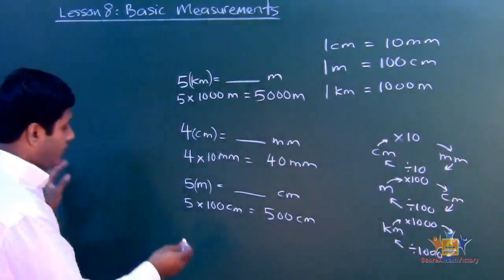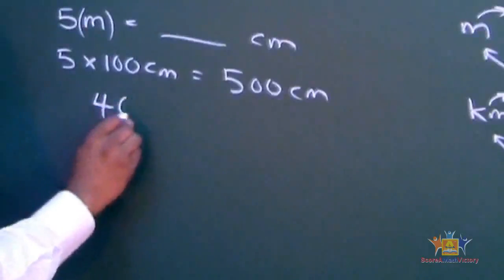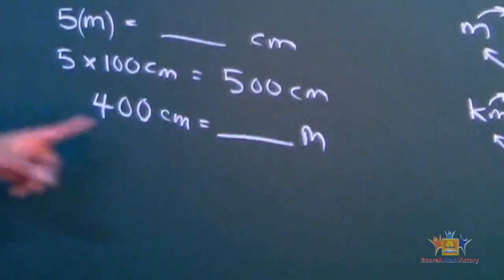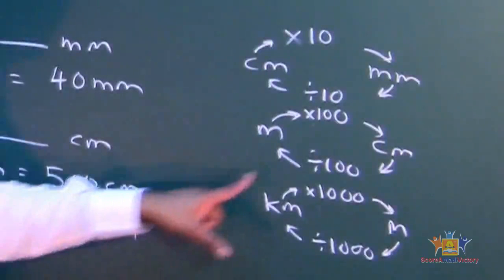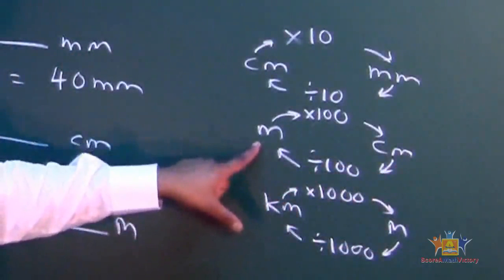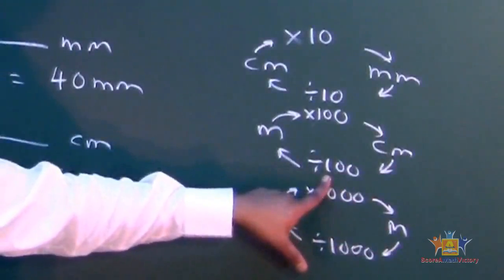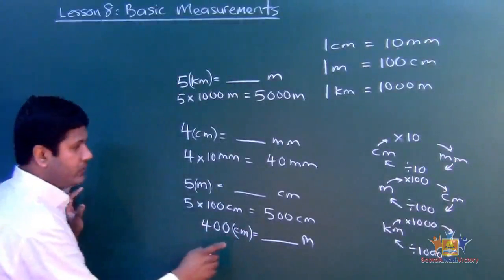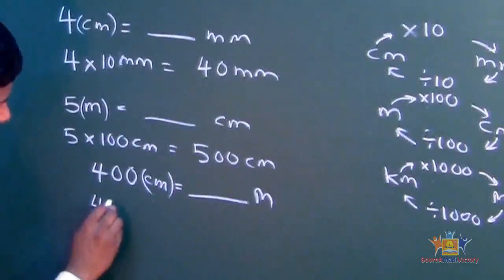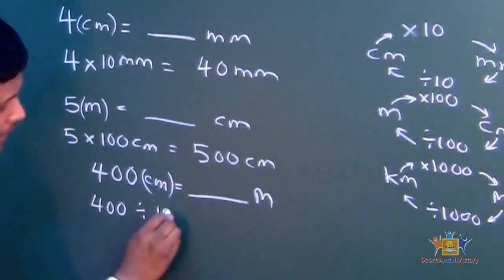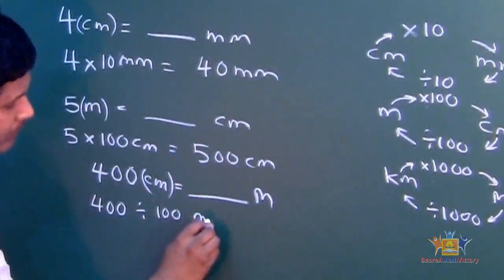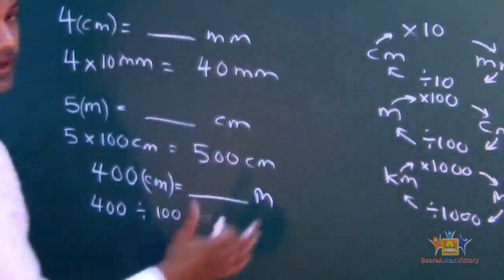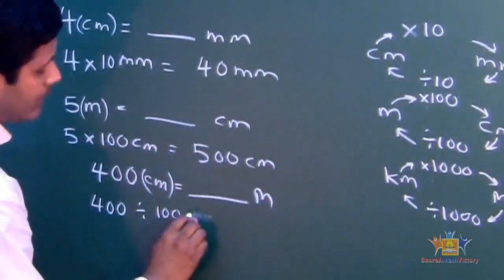Now what happens if I tell you 400 centimeters equals how many meters? Now I'm going from centimeters to meters. What do I do? I divide by 100. I substitute where the centimeter is with divide by 100. So 400 divided by 100 meters.